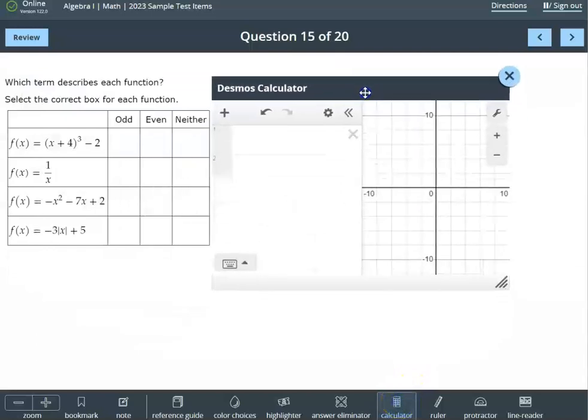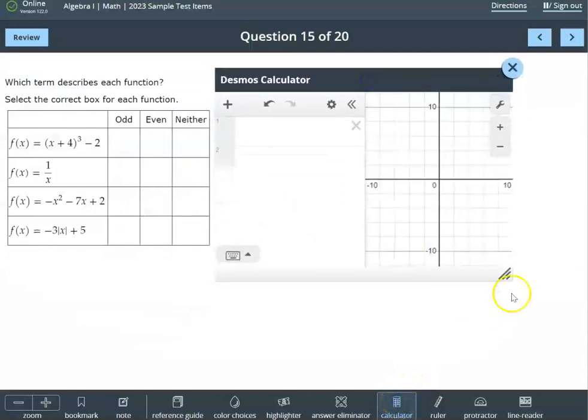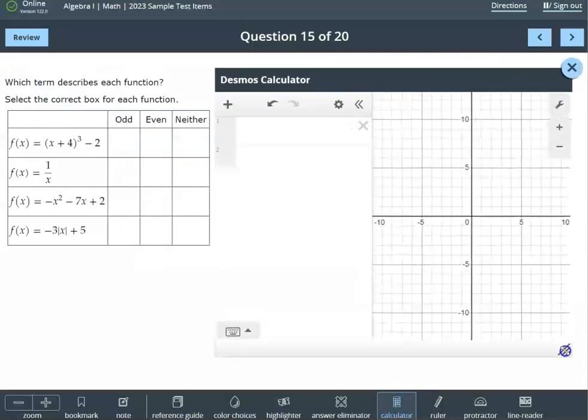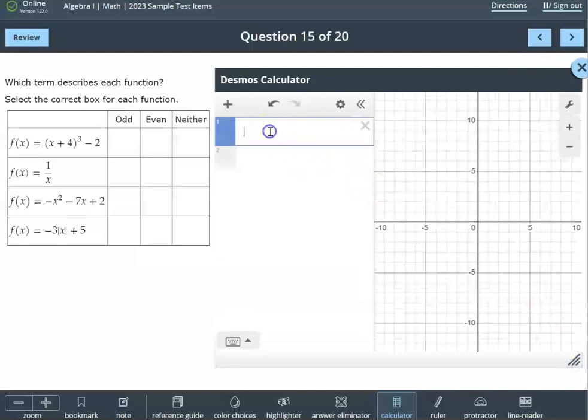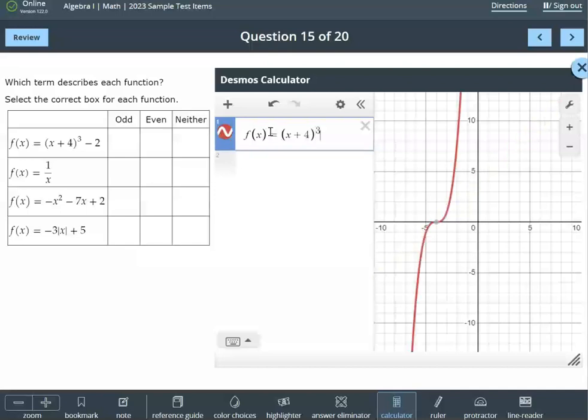Let's move it over and resize and type the first function. This is a cubic function. It is neither, actually, and your students may know that right off the bat just by looking at it, because it is not symmetric to the y-axis and it is not symmetric to the origin.